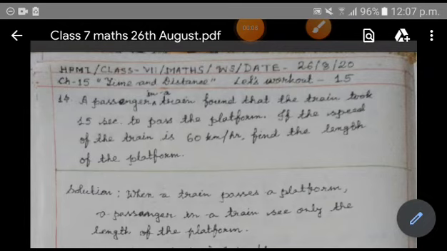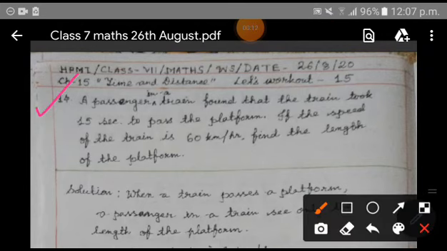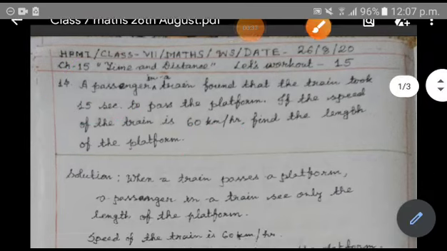Students, today we are going to do the next few sums of Let's Work Out 15 of the chapter Time and Distance. Come to question number 14. Let's read out the sum first. It is said, a passenger in a train found that the train took 15 seconds to pass the platform. If the speed of the train is 60 km per hour, find the length of the platform. So here the length of the platform is asked. And the speed of the train is given, which is 60 km per hour, and the time which is taken is 15 seconds. Now let's come to the solution.